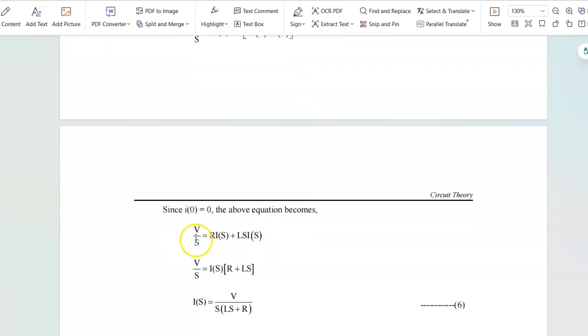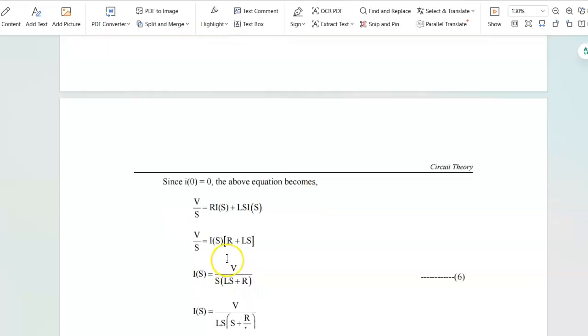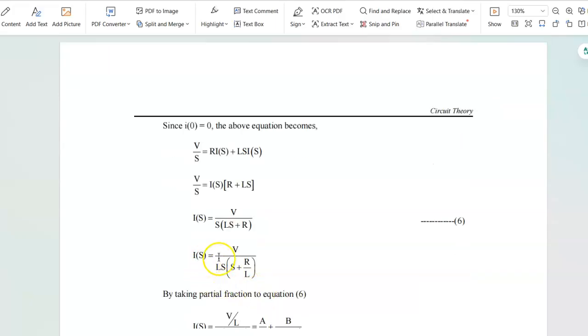So the above equation becomes V by S is equal to R into I of S plus L into S I of S. I of S is common, so you take I of S common outside, so it becomes I of S into R plus Ls. So I of S is equal to V by S into Ls plus R, and now we have to rearrange this into the S plus format. So I of S is equal to V divided by, if we take L common, Ls into S plus R by L.